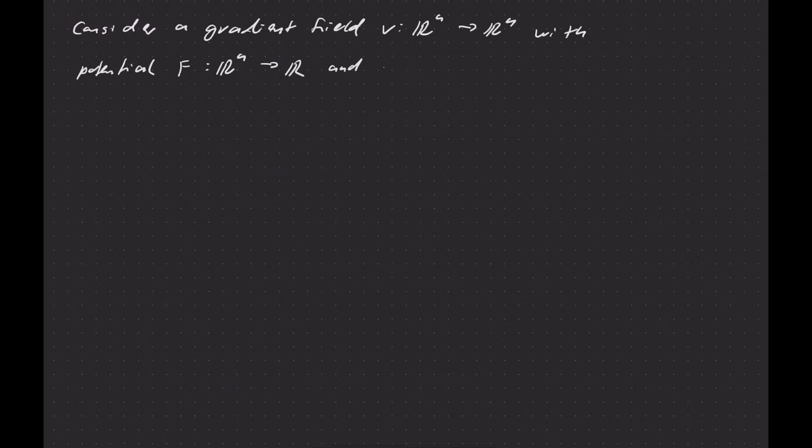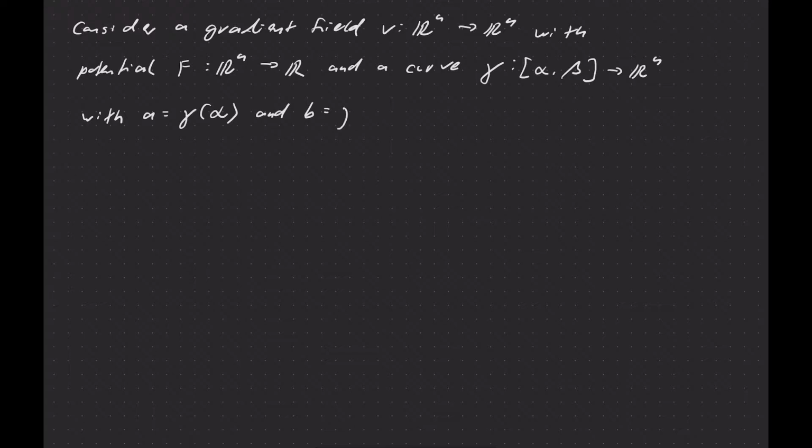And we'll also consider a curve. We call that gamma. And let's say gamma is defined on the interval alpha beta, and gamma maps, of course, to R to the n. We give the endpoints a name as well. So let's say A is the starting point of gamma, so that's gamma of alpha, and B is the endpoint of gamma, that's gamma of beta.